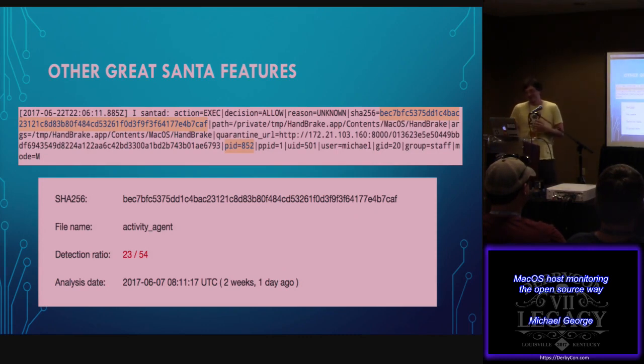So in this case, if you were to look up this hash in some sort of threat intel vendor, you would get a detection rate of 23 out of 54 for certain antivirus engines, which means it's probably bad. I mean, it's in the scary red font.